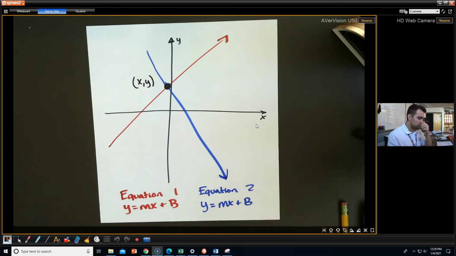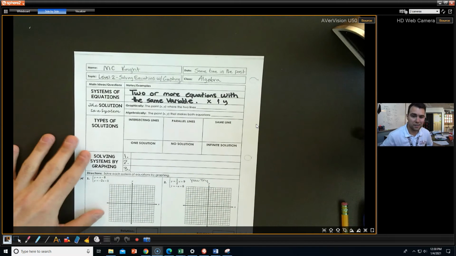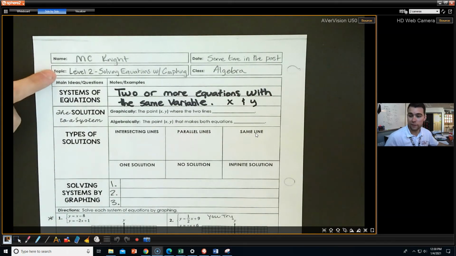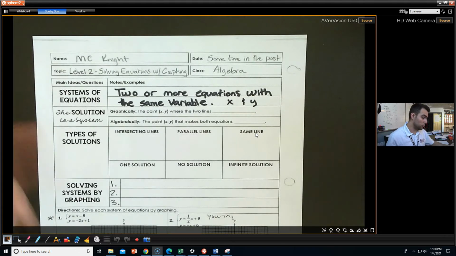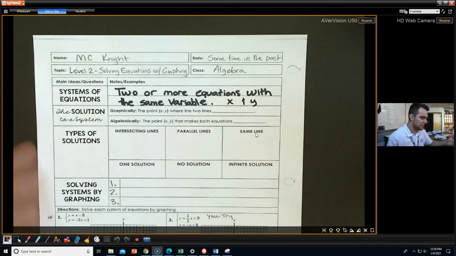So if you printed out the notes, that's awesome. I had a note sheet that you could print out. But if you didn't, that's totally fine. You can follow along on a separate piece of paper and just kind of get the main ideas across, right? I would write your topic, level 2. I would write your little subheadings, like what a system of equations is, like what that means, right? The types of solutions, so on and so forth, okay? And then obviously you're going to get your examples.